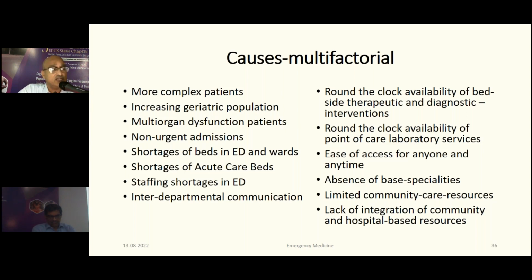There is a shortage of beds in the ED and wards, not alone the ED, but also the wards. This is important. If there is a shortage of beds in the wards, then the exit block is bound to happen. So there is a shortage of beds both in the ED and the wards. There is a shortage of acute care beds. There is no ICU in the ED itself. So there is no ICU in the ED for the moment. There are staffing shortages in the ED. Interdepartmental communication and coordination issues may also be a part of this multifactorial problem.